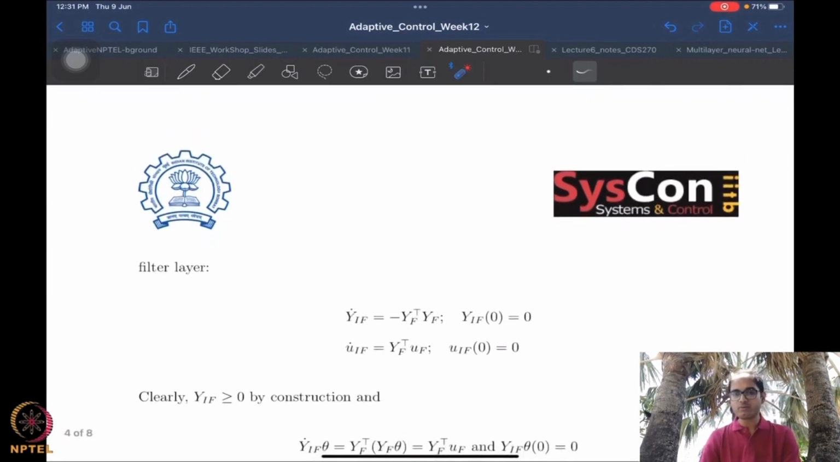So earlier it was just filtering y, now they filter yf. How? It has a very specific structure. Yif is now the new variable. Yif dot is just minus yf transpose yf, again with 0 initial condition. And uif dot is just yf transpose uf with 0 initial condition. So this is the second layer filter, which will in fact help us to get rid of the persistence of excitation requirement. All right, excellent.